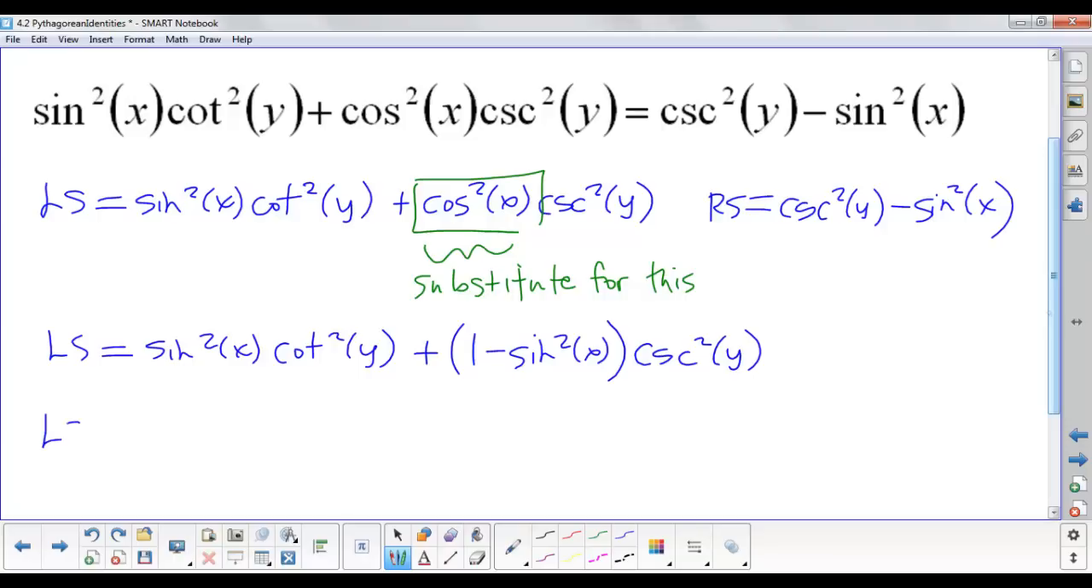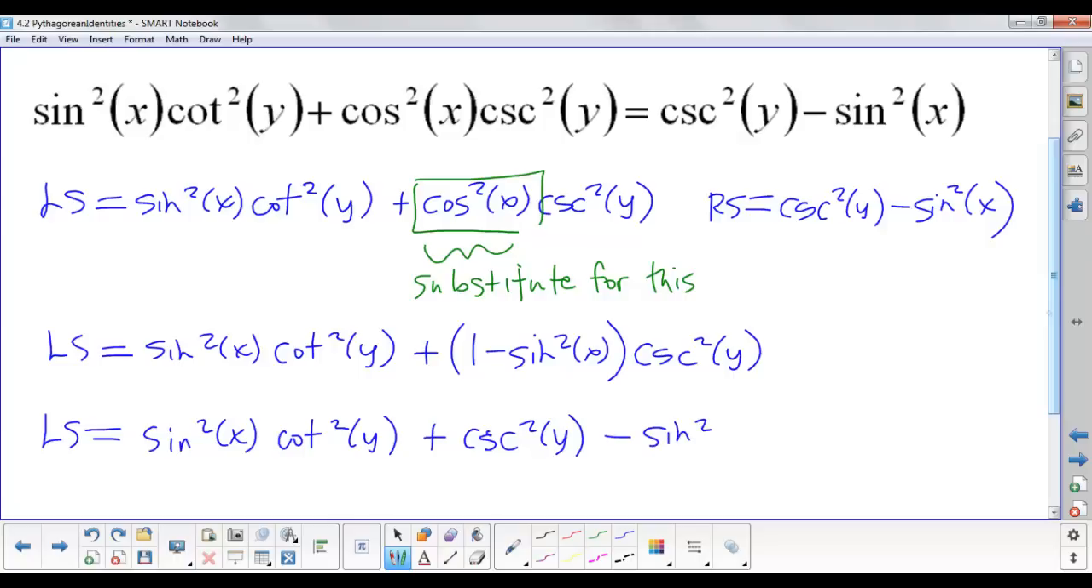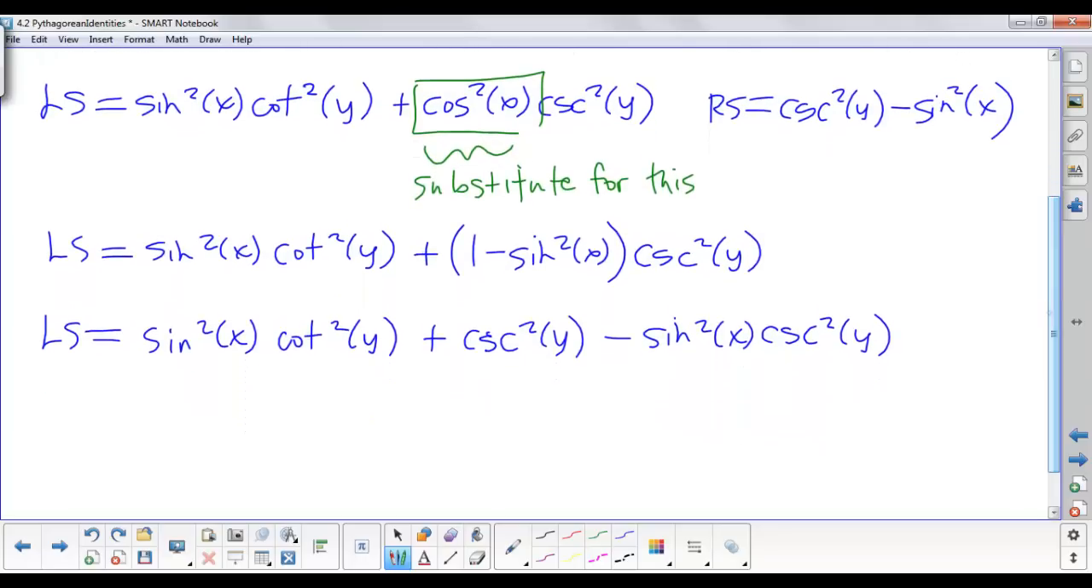So now my left side will equal sine squared x cotangent squared y, and then I'm actually going to expand through my brackets here. So I'm going to have plus cosecant squared y, which is good because I expect one of those should appear on my left side at some point, but now I have to subtract sine squared x cosecant squared y.